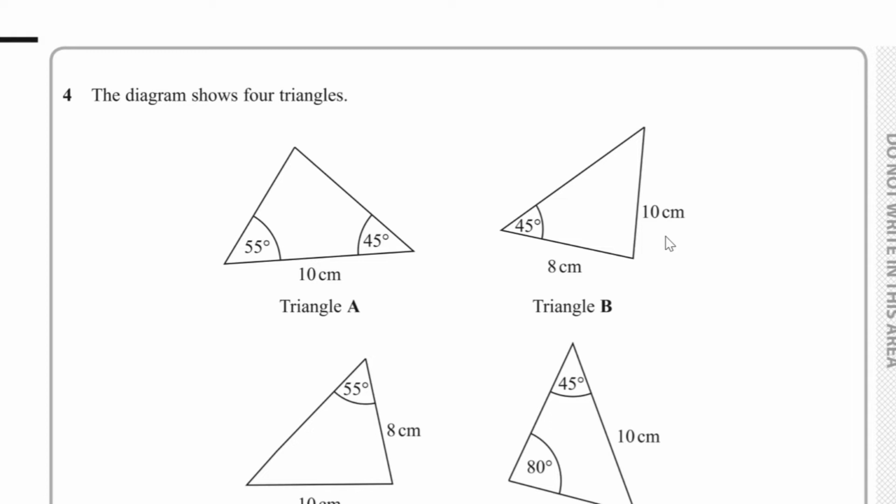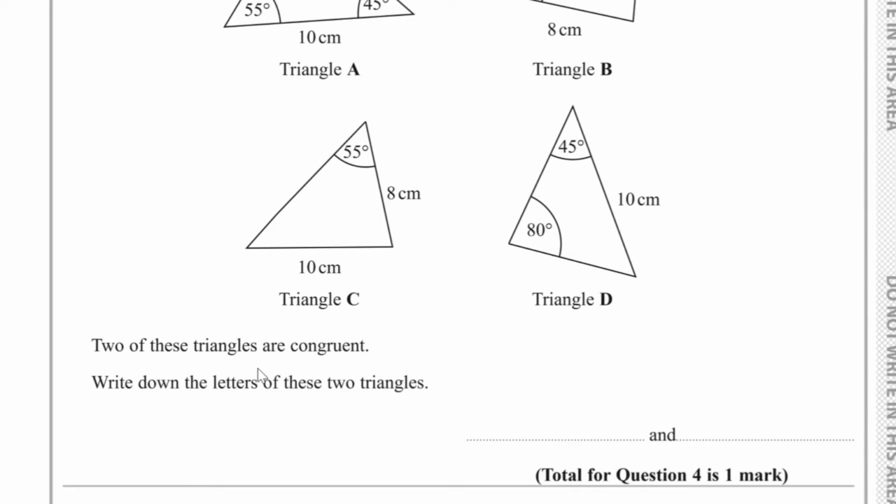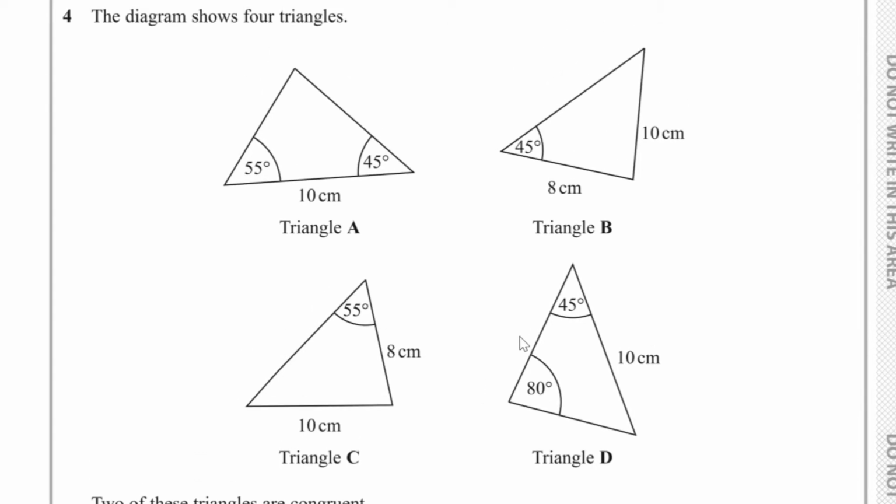Question number 4. The diagram shows four triangles. That's what we see here. We've got triangle A, B, C and D. Two of these triangles are congruent. We have to write down the letters of these two triangles. Here we've got a 55 and a 45. We've got two angles given. For D as well, we've got two angles given. What we can do is find out the missing angle in both of those.